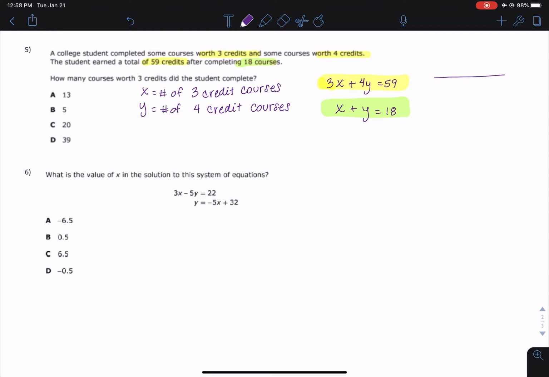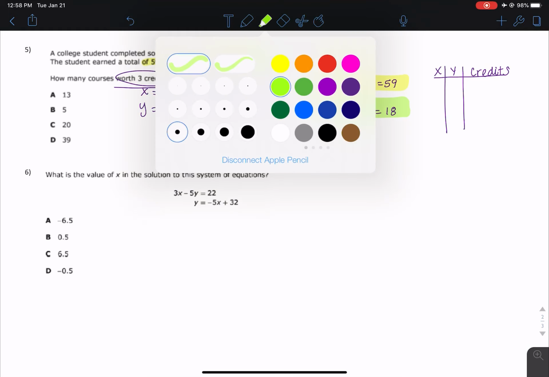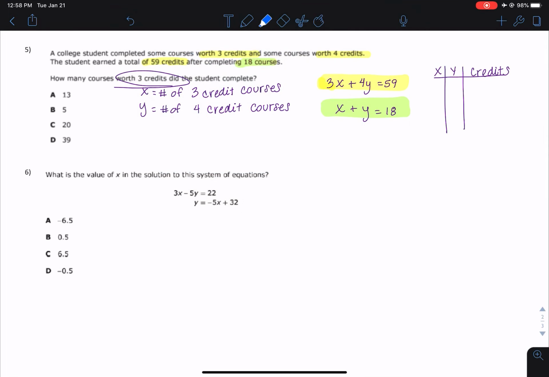So if you build a table, I need to know the number of X courses, the number of Y courses, then I need to know the total credits. Okay, now we want to know how many 3 credit courses. So I want you to highlight that your answer is going to be found, 3 credits would be X. So whatever X you found that works, that's what the answer will be. Okay, so you start off. If he had 0 3 credit courses, he would have to have 18 of the other. But that's not going to give us 59 total credit hours, so that's not the answer.